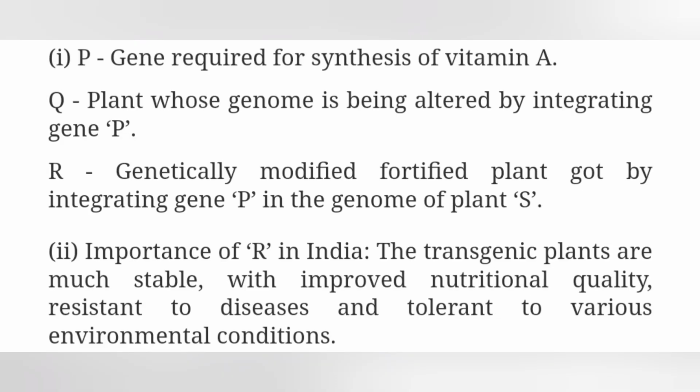Answer, first point, P is the gene required for synthesis of vitamin A. Then Q is the plant whose genome is being altered by integrating gene P, and R is the genetically modified fortified plant got by integrating gene P in the genome of plant Q. Then second point, importance of R in India. The transgenic plants are much stable with improved nutritional quality, resistant to disease and tolerant to various environmental conditions.